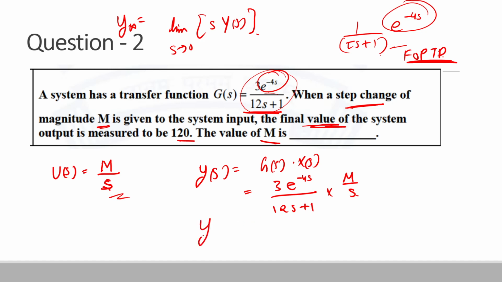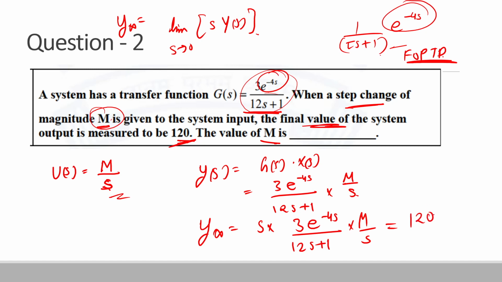So in order to find the final value, that is y infinity, we can just multiply it by s, that is s into 3 into e raised to minus 4s upon 12s plus 1 into m by s. And in this case, we have been given the final value of the system as 120 and have been asked to find the magnitude m. So this we can put as 120, and just cancel out s, and we have to put the value of s as 0.